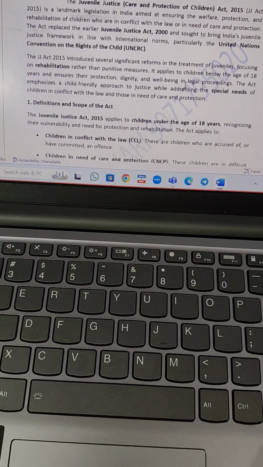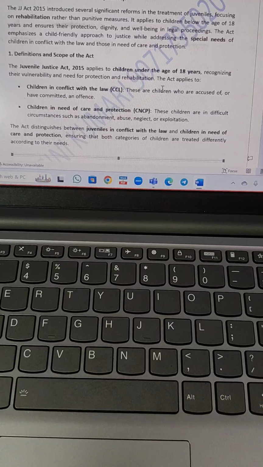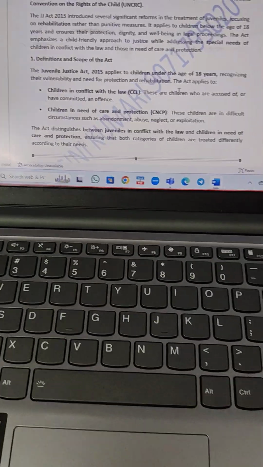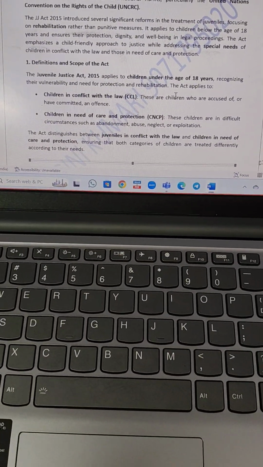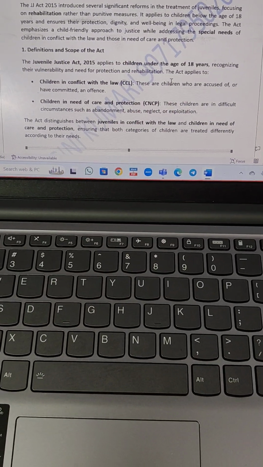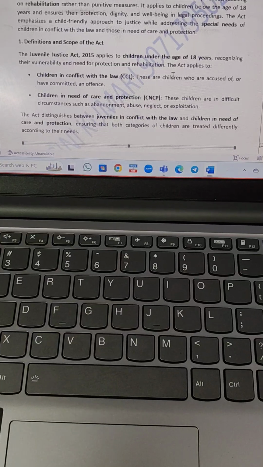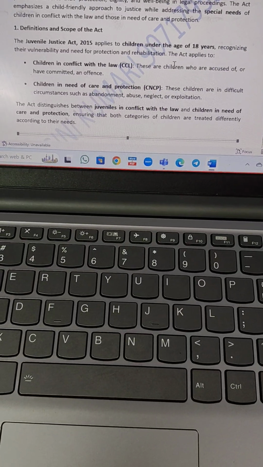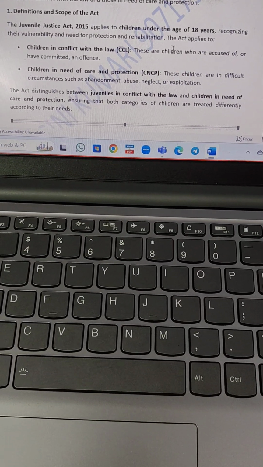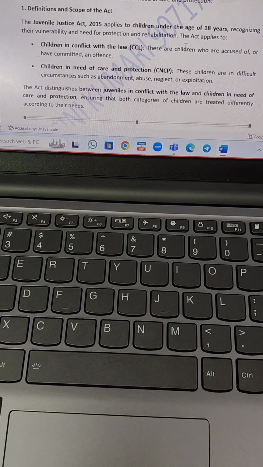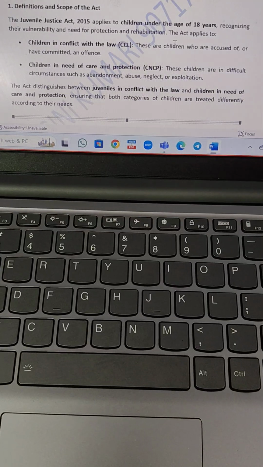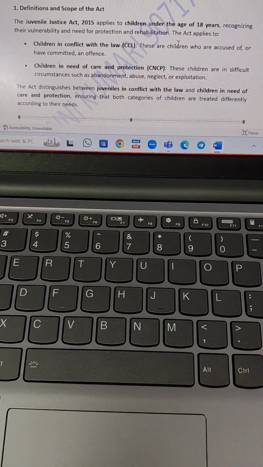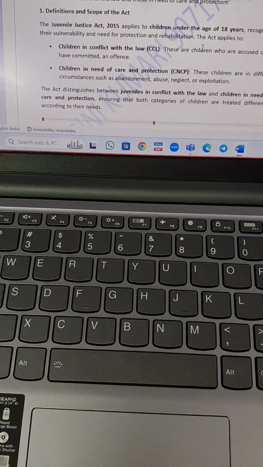Now certain definitions are provided under this act. So we have already discussed that the Juvenile Justice Act applies to children under the age of 18 years. Please underline. Recognizing their vulnerability and need of protection and rehabilitation. So the act applies to children in conflict with law, the children who are accused of or have committed an offence. Child in need of care and protection means the children who are in difficult circumstances such as abandonment, abuse, neglect or exploitation. So the act distinguishes between the juvenile in conflict with law and the juvenile in need of care and protection, ensuring that both categories of children are treated differently according to their needs. Okay.